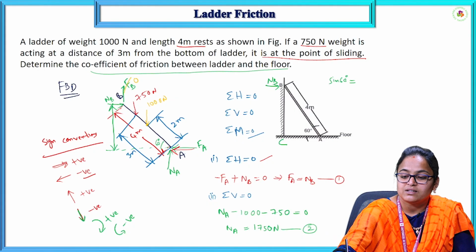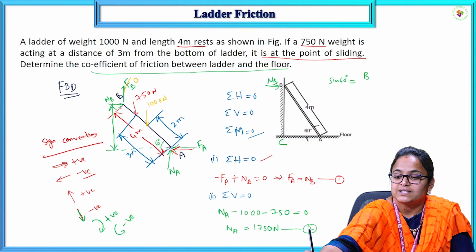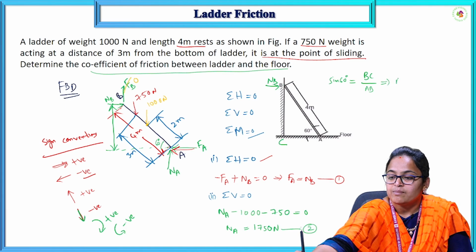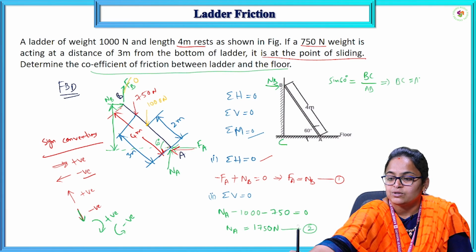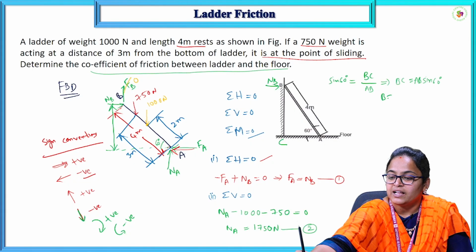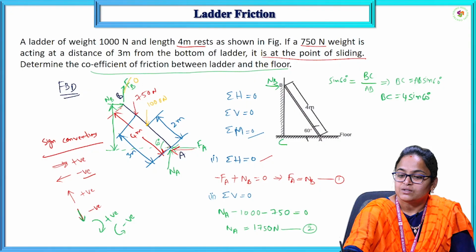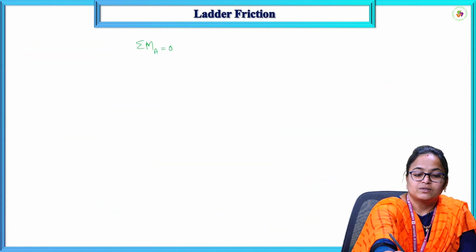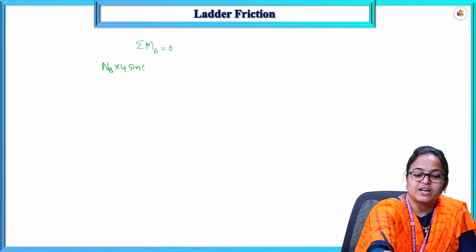So, sine 60 from triangle ABC will be BC by AB, that is opposite side by hypotenuse. So from this we can write BC is equal to AB into sine 60. We know that AB is the length of the ladder, that is 4 meters. So BC is 4 into sine 60 degrees. Now we got the perpendicular distance between NB and point A. So we can write NB into 4 sine 60 degrees.